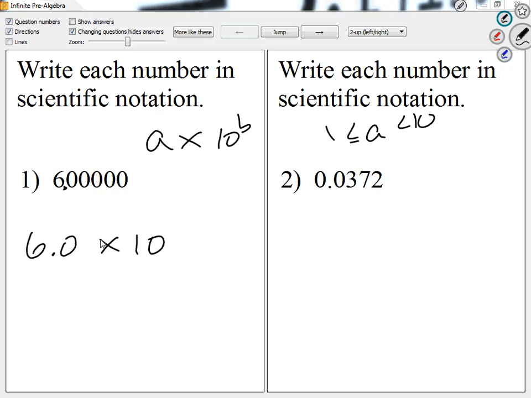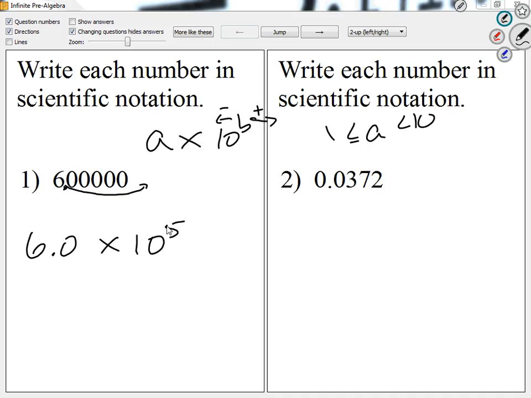Remember, this is A, because I said A times 10 to the B. So our A is 6. 6 times 10 to the something. The something is how many places we have to move the decimal. If I have to move to the right, I'm going to write it as a positive. If I have to move to the left, I'm going to write it as a negative. We have to move it to the right 5 spaces, so I'm going to put 10 to the 5th. Positive 5 because we're moving to the right. If we were moving to the left, I would say negative 5.